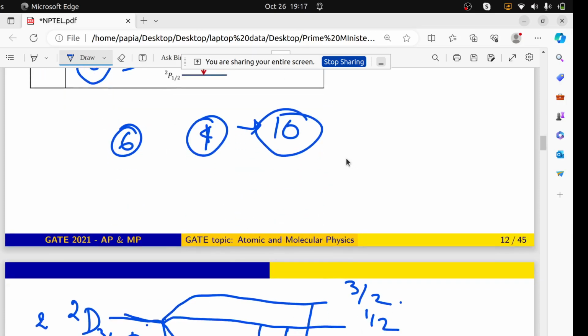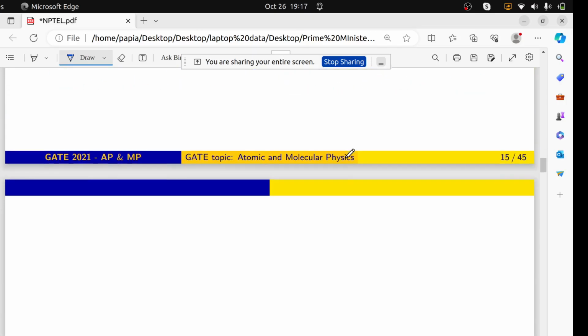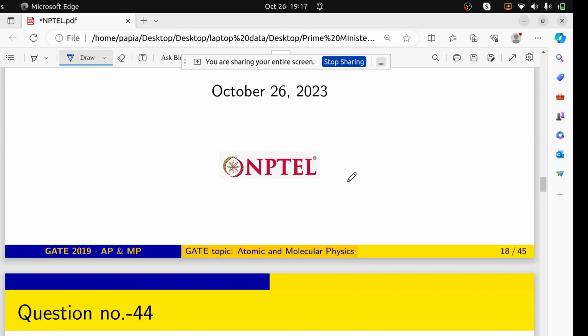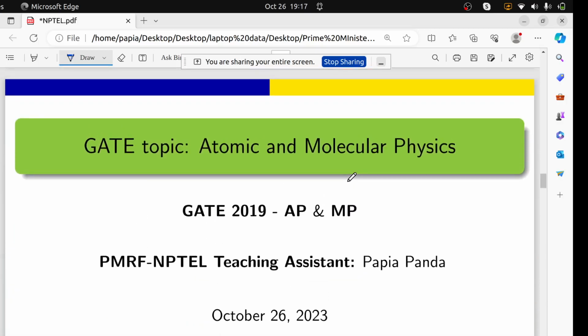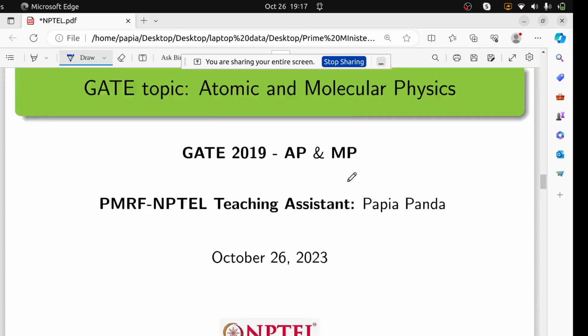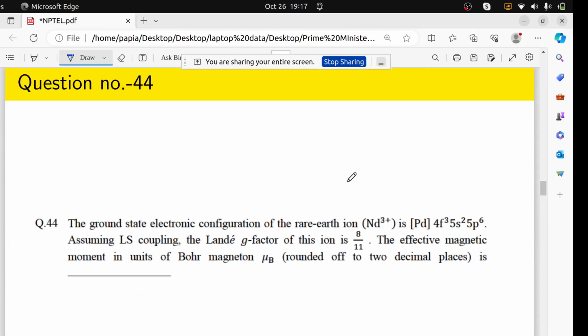Okay, so we will go to the next question. The next question I have taken from GATE 2019 question paper, and the topic is atomic and molecular physics, and the question number is 44.